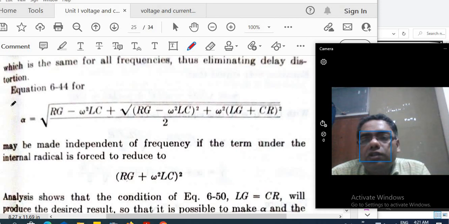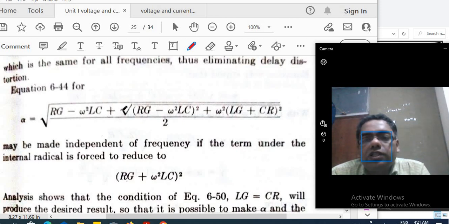If you see the expression of alpha that we have, how do we make this alpha independent of frequency? It can be made independent of frequency if the term inside the second square root, RG minus omega square LC whole square plus this term, becomes equal to RG plus omega square LC square.